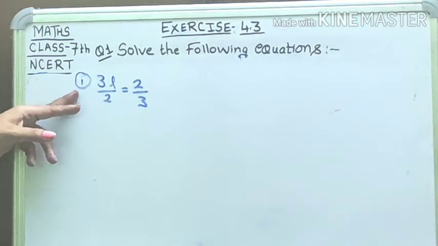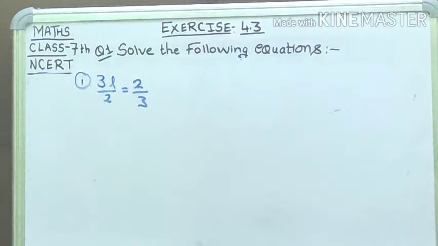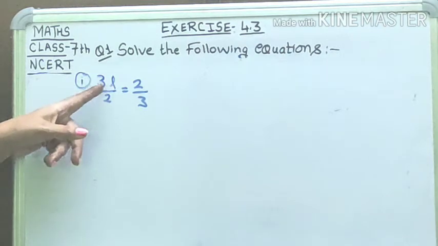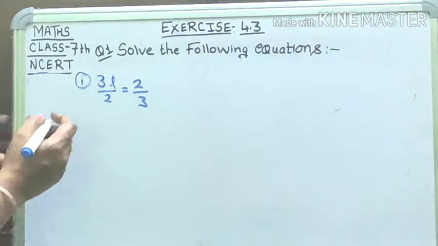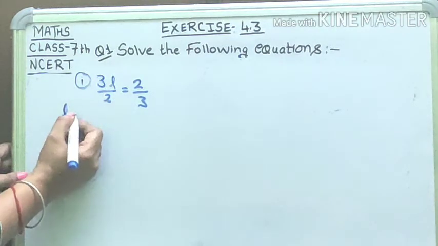Now the next one, that is the I1, 3L upon 2 equal to 2 upon 3 is given. This is the equation given, and here variable is L. We have to remove the number 3 and 2. So we have to remove this 3 and 2. So what we will do, we will transfer this term. Why we are transferring this term? Because we have to remove this 3 upon 2.